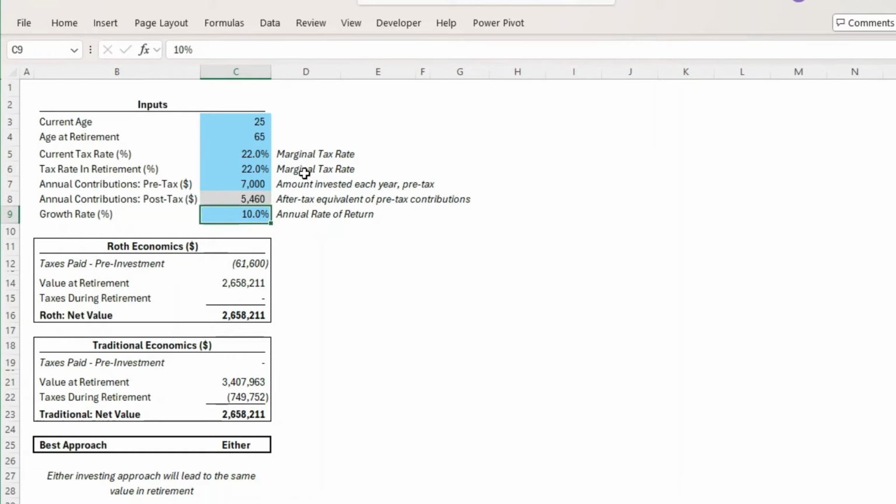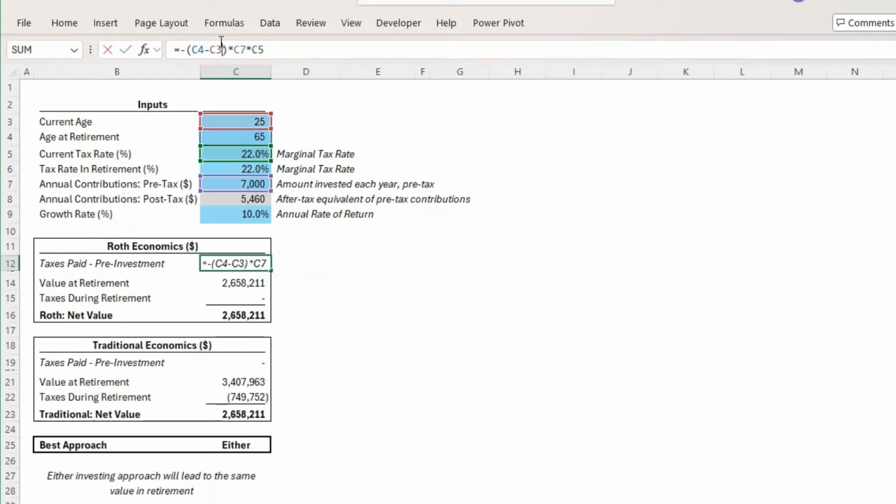And then lastly, we have a growth rate, which is just the rate of return for your investments on an annual rate. All right, let's take a look at the Roth outputs. To start, let's look at the taxes paid. Roth is unique in that you will pay your taxes and then invest the money. And so how much was that?